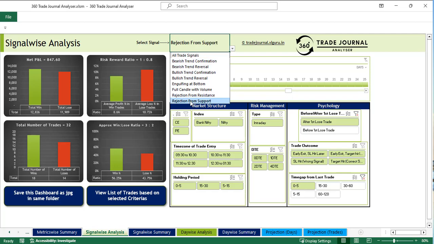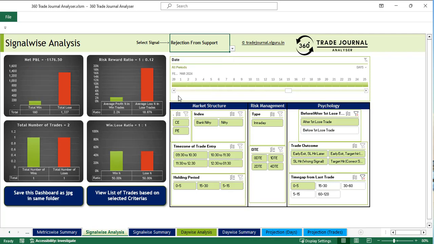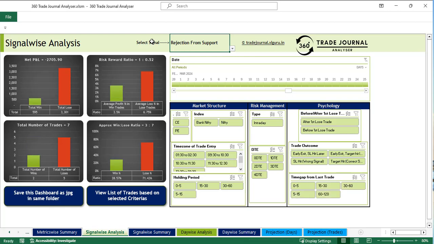Like rejection from support, for example, right? So you can combine these filters and analyze your trades. You can even remove some of the filters if you want and see the overall performance for a particular signal, right? So this rejection from support is nothing but the market going maybe down, and on the support it makes a wick, and I entered the trade, so I assume that it will go up, but it's not going up, right?